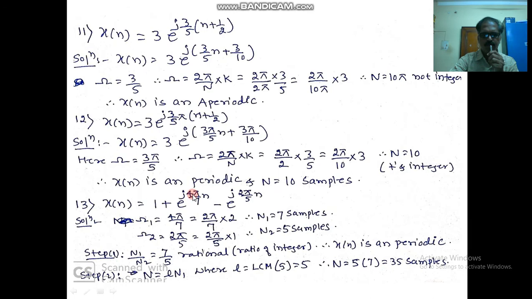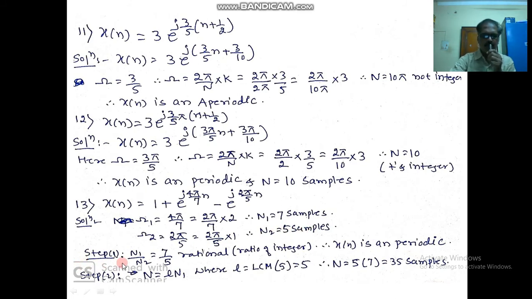Here this I call Ω1. Ω1 equals 4π by 7, expressed in the form of 2π by N into K. I get N = 7 samples, which I call N1, 7 samples. For the second term, e to the power of jΩn, here the Ω value is 2π by 5. Again, expressing 2π divided by 5 in the form of 2π by N into K, you will get N2 equals 5 samples.